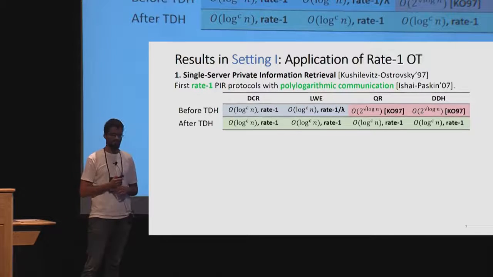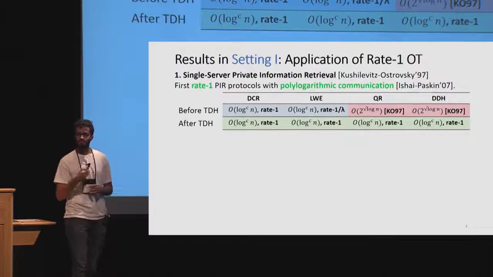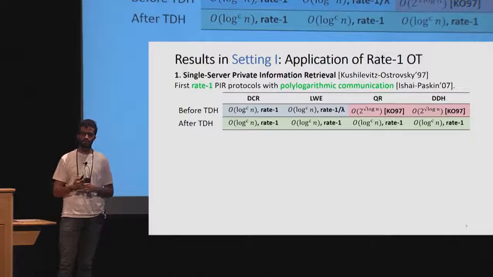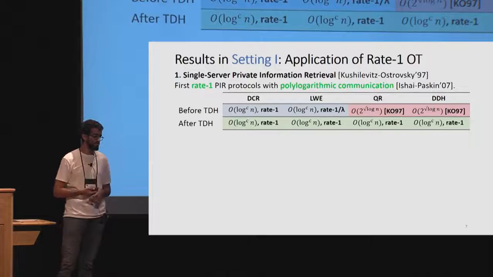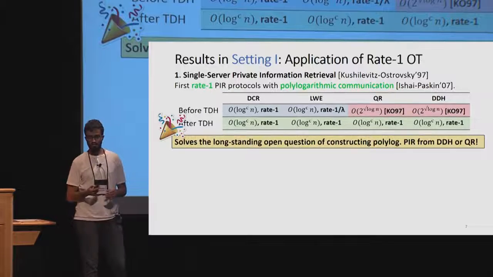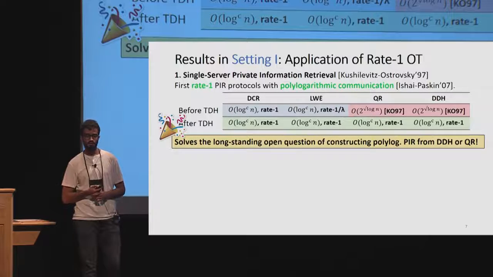So the first application is in private information retrieval. Using our rate 1 oblivious transfer protocols, we get the first protocols for single server PIR that have both polylogarithmic communication and optimal download rate. So we get the first such construction from DDH, QR, and LWE. And in particular, we finally solved the open question of constructing a PIR with polylog communication from DDH or QR.